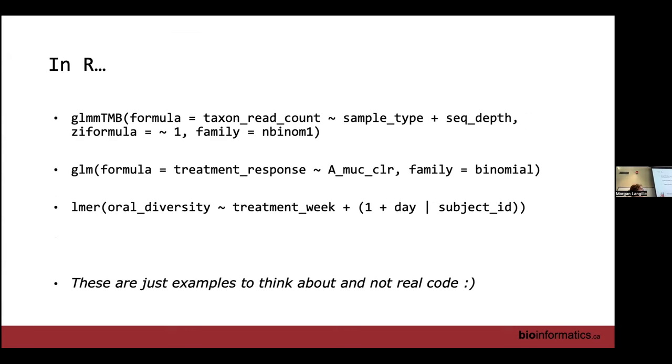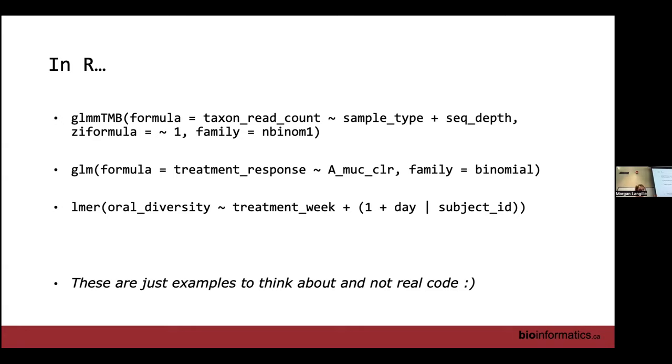I do have some, you know, this may or may not be what it would look like in R. And it's really not real code. It's the different packages and functions you could use with a given distribution. For example, the first one has a ZI formula. That's where the zero inflation would go. And that can get tedious for sure. And then at the bottom, we've got the GLM, where we would have that logistic regression with treatment response and the abundance of Akkermansia muciniphila.